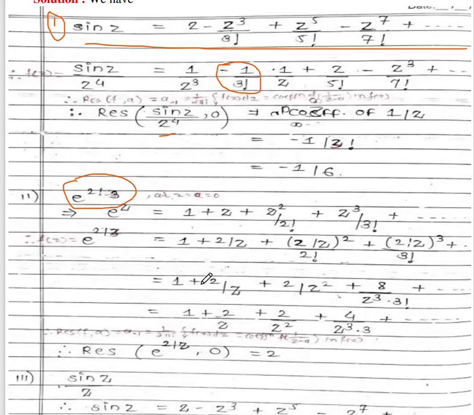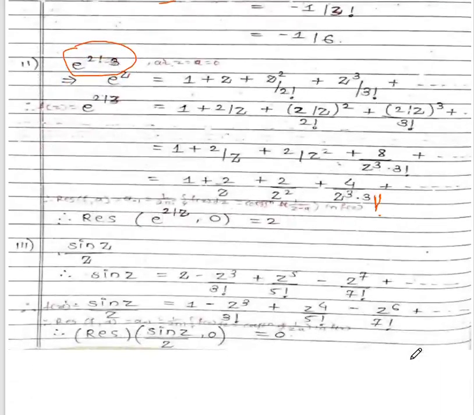So this implies 1 upon 1 plus 2 upon z plus 2 upon z square plus 8 upon z cube divided by 3 factorial, plus and so on. Okay, so in this way we can write 1 plus z upon 2 plus 2 upon z square plus 4 upon z cube divided into 3 factorial into 3, that is 4 by 3.